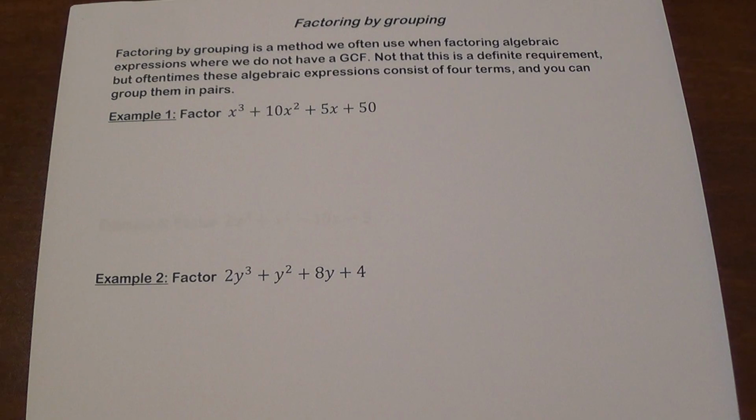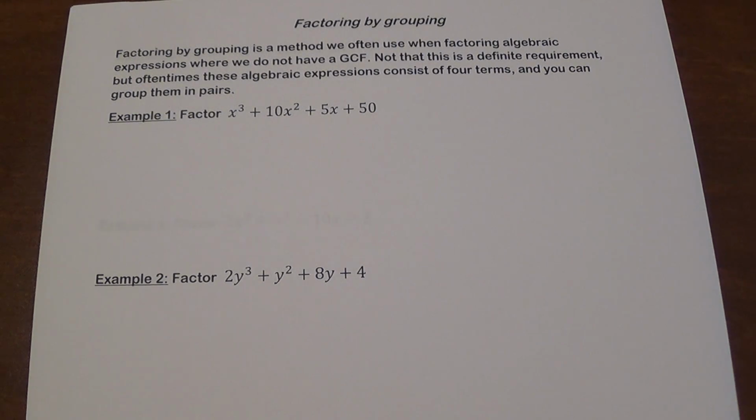Hi, this video is on factoring by grouping. Factoring by grouping is a method we use when we have an algebraic expression. We may or may not have the greatest common factor, but most of the time we don't. And what we often gotta look for is something that contains 4 terms, because that would allow you to group them in pairs.